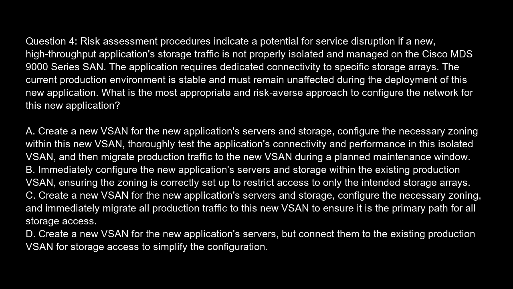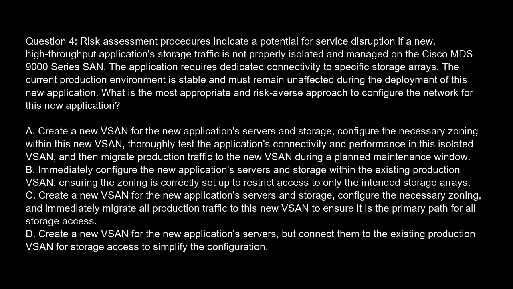Option A. Create a new vSAN for the new application's servers and storage. Configure the necessary zoning within this new vSAN. Thoroughly test the application's connectivity and performance in this isolated vSAN, and then migrate production traffic to the new vSAN during a planned maintenance window. Option B.